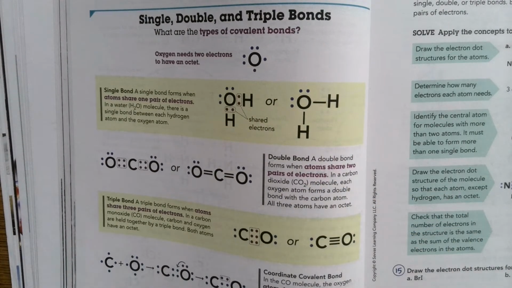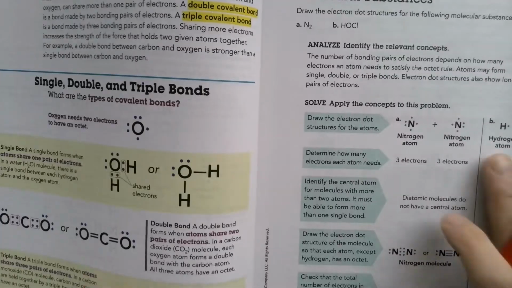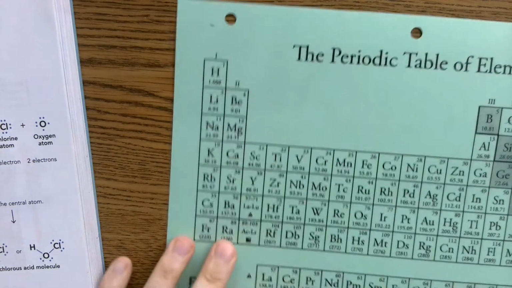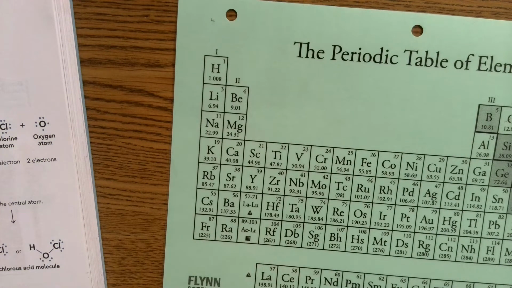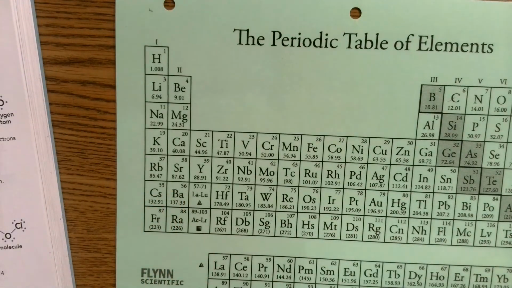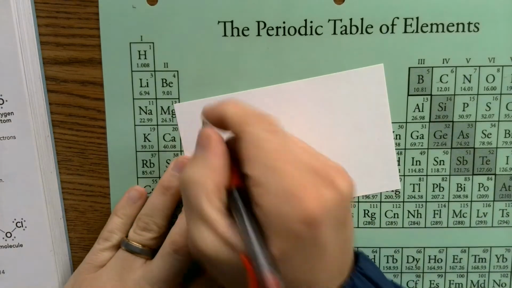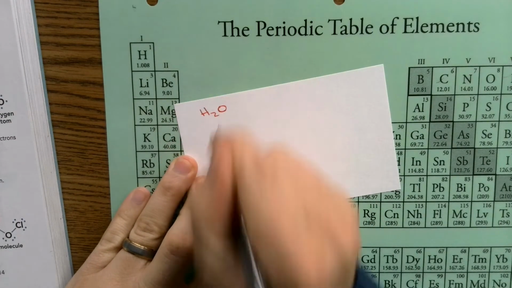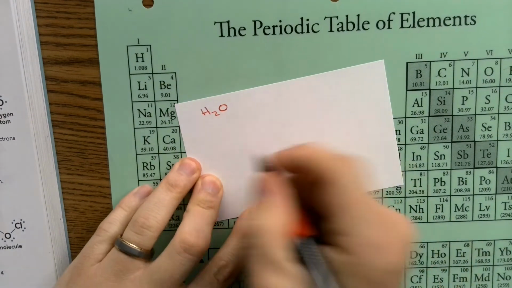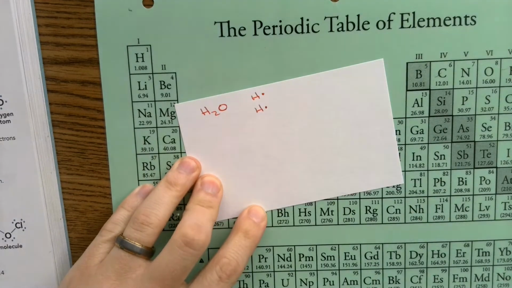But how do you know that that's what's happening? Well, we're going to describe that in our example. I'm going to use some note cards here, pull away, and use my periodic table to draw out how we can draw dot structures for molecular substances. Our molecule that we want to draw is H2O.